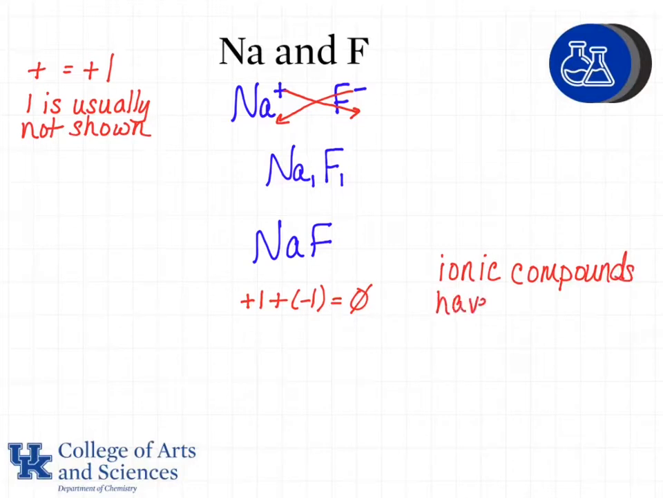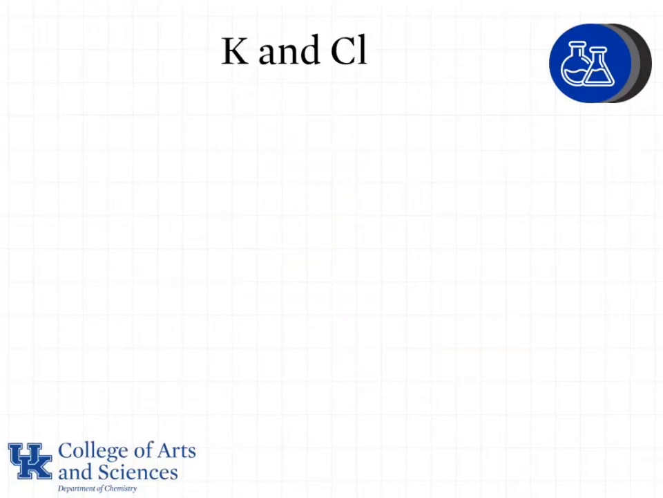Because ionic compounds have a neutral charge. Let's look at another example with potassium and chlorine. So potassium, like sodium, has 1 valence electron, and so it will form a +1 charge. Chlorine, like fluorine, has 7 valence electrons and will form a -1 charge as an ion.